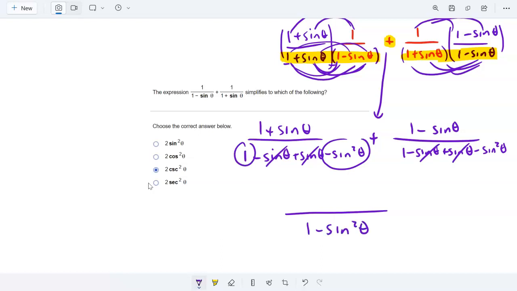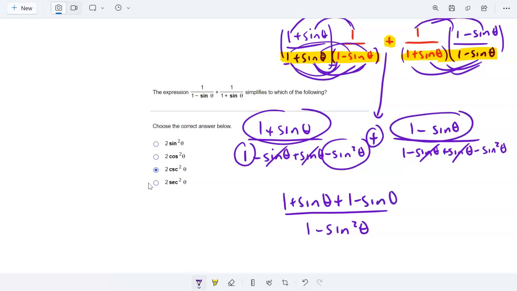So I'm going to combine those into one fraction. And I'm going to add. So on the left-hand side, I have 1 plus sine theta. And now I finally get to add plus 1 minus sine theta. And if I simplify the top, I have a positive and a negative sine theta, so those cancel. And then I have a 1 plus 1, so that gives me 2. So I have 2 over 1 minus sine squared theta.